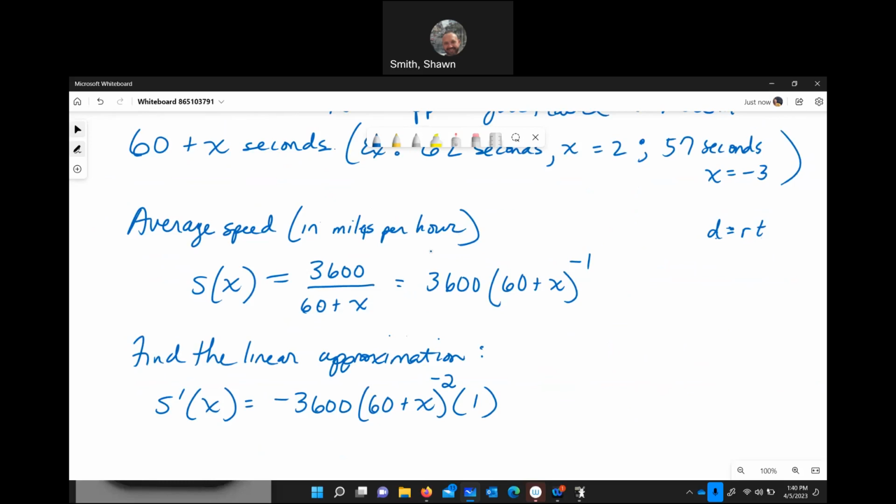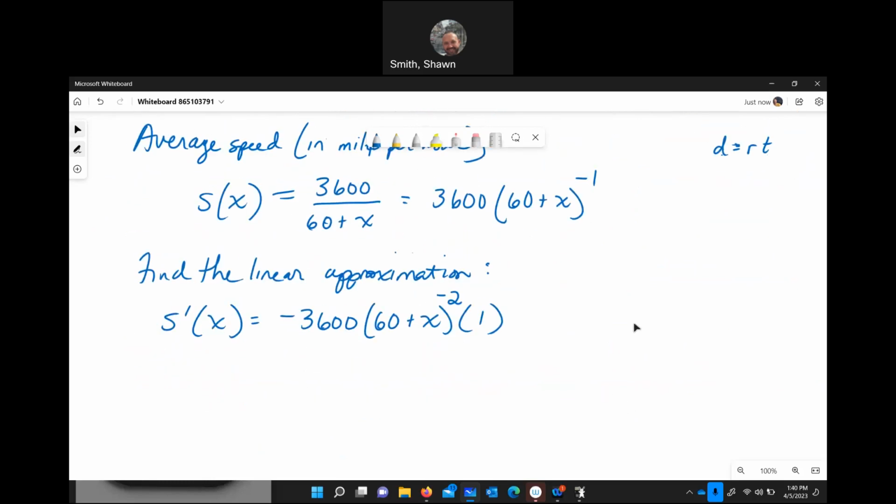All right, so if it took exactly 60 seconds to travel between this mile marker and the next one, X is equal to 0, right? Okay, so exactly 60 seconds between markers, X is equal to 0. So I can say that S of 0, going to the function, 3600 divided by 60, that is 60.